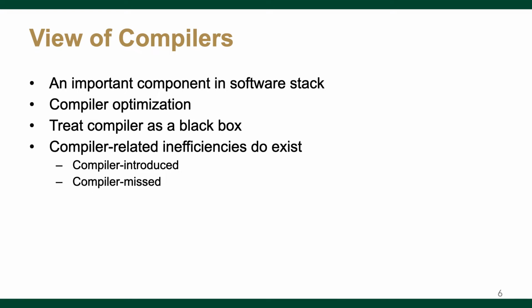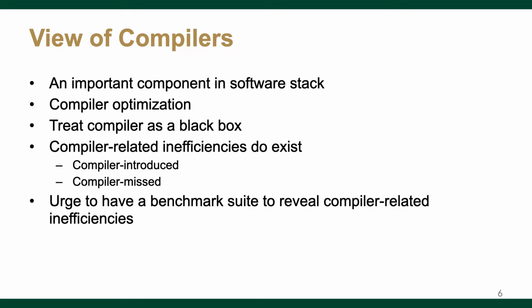These inefficiencies are related to compilers' behaviors. They come up during the compilation process and expose the limitations in modern compilers. It's difficult to detect them because some of them do not show up in the source code. Therefore, studying compiler-related inefficiency is very important, but in this research area, there's a lack of standard datasets for experiments. So we want to introduce a benchmark suite that can reveal compiler-related inefficiencies.